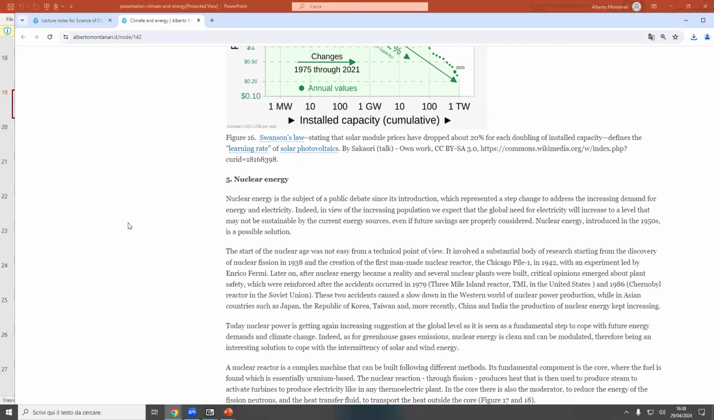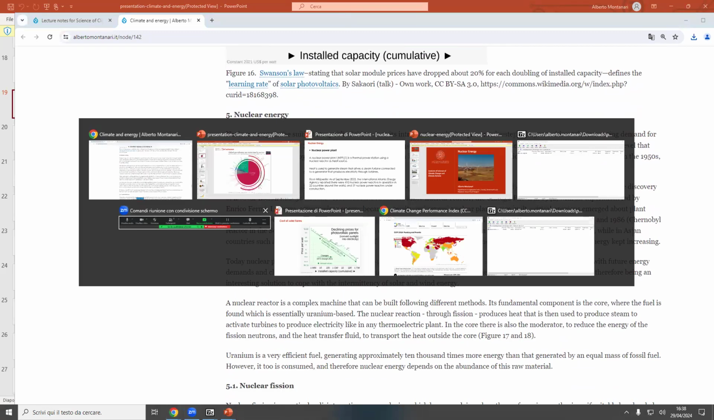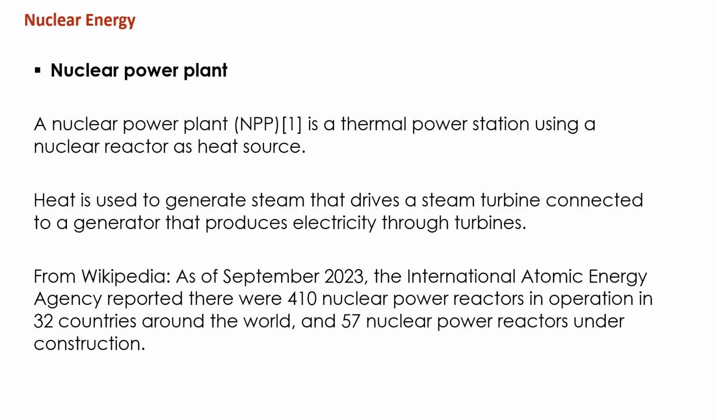So nuclear energy. Nuclear energy, as we all know, is the subject of a very interesting public debate. It's very interesting because nuclear energy is indeed producing a significant part of our energy consumption at the global level. It is also very promising for the future in terms of reducing CO2 emissions from energy production. Remember, more than 70% of human CO2 emissions come from energy production. And nuclear energy is emission-free, it's clean.